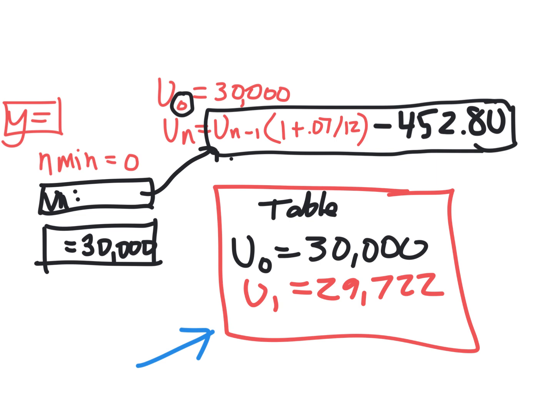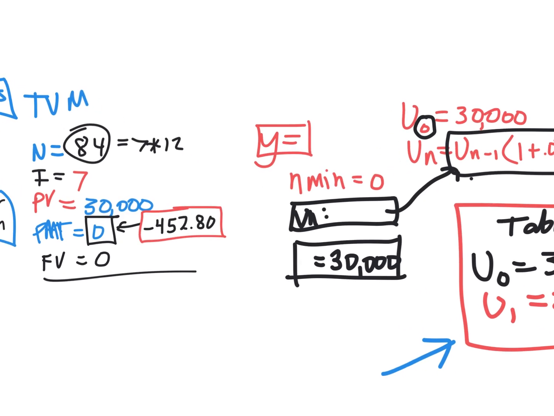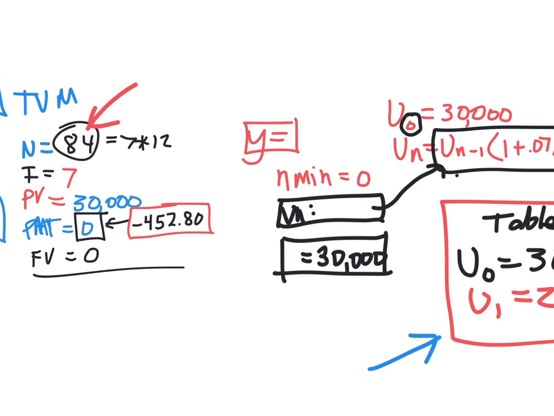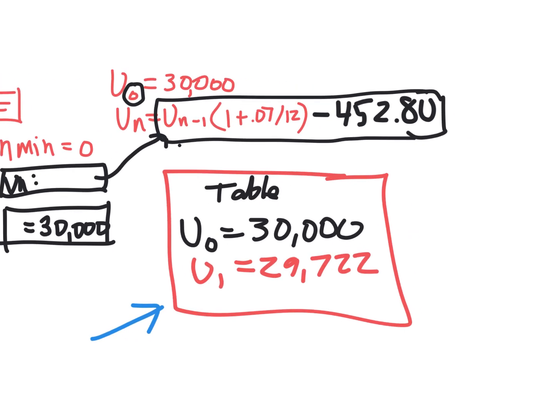Would you agree that it took a number of months, a lot of months? How many months did it take? A lot. Well, it was on your TVM solver. You remember that? 84 months. So I would not arrow down 84 times. I would go to the table settings and everybody look at U sub 84. If it's a negative number, that's a good thing. That means they owe you money back.